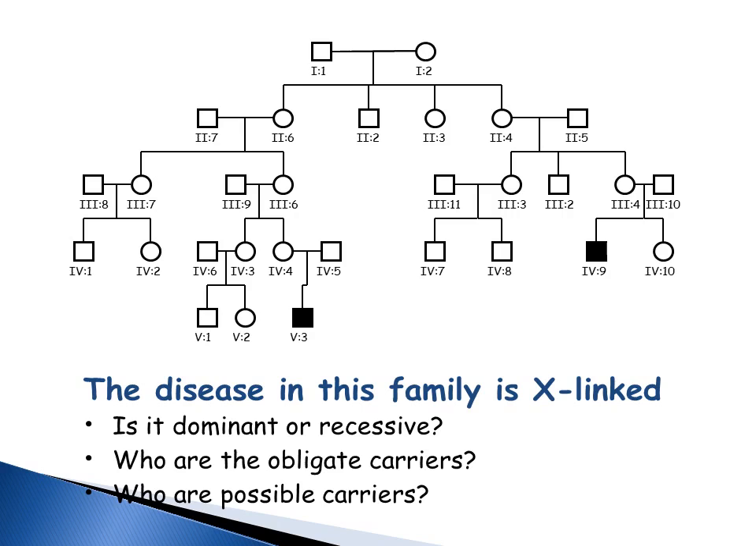Here's an example of a pedigree. We've seen numerous pedigrees in this lecture. In this pedigree, the disease is X-linked. So what you should be able to determine for a quiz or an exam when you're given a pedigree is: is it a dominant disease, a recessive disease, who might be carriers, who definitely has to be a carrier, who's affected. These are the types of questions you should be able to answer.